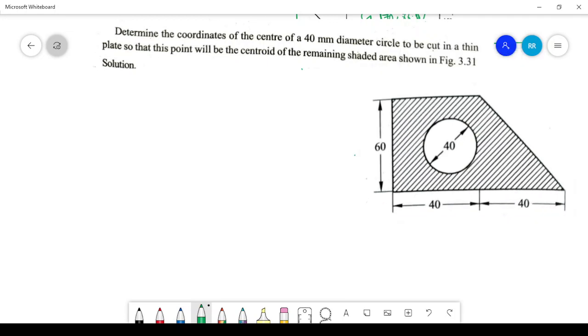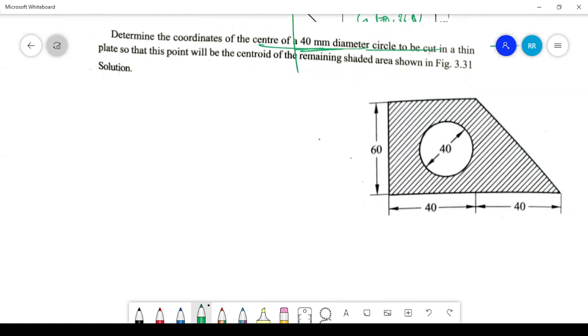To be cut means it should be subtracted from the area. To be cut in a thin plate so that this point will be the centroid of the remaining shaded area. That means the shaded area is our final area. We need to find the centroid of that final area, and the condition is that the centroid of the final area is equal to the centroid of the circle, right? This is the condition, and that point will be the centroid of the remaining shaded area.